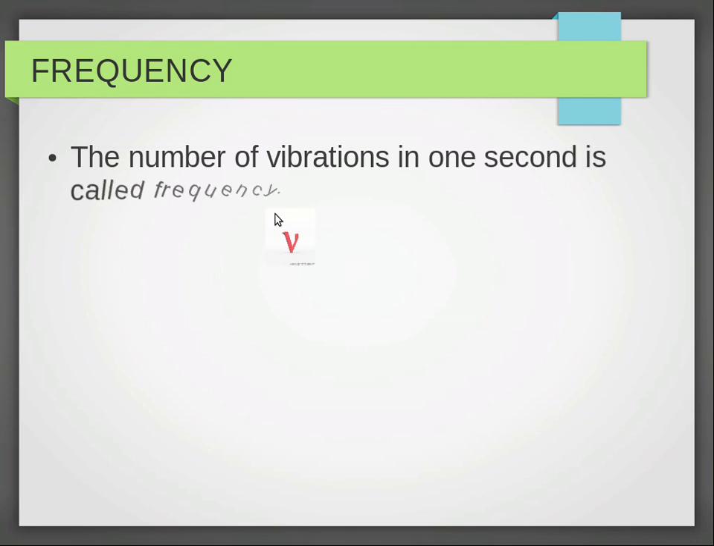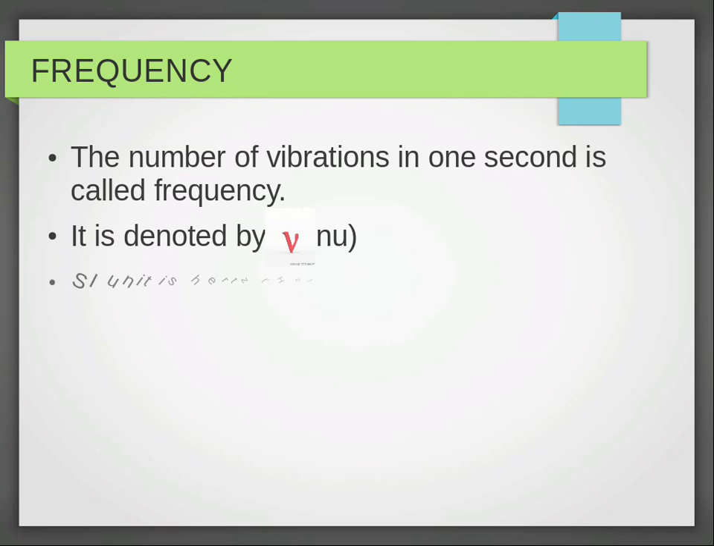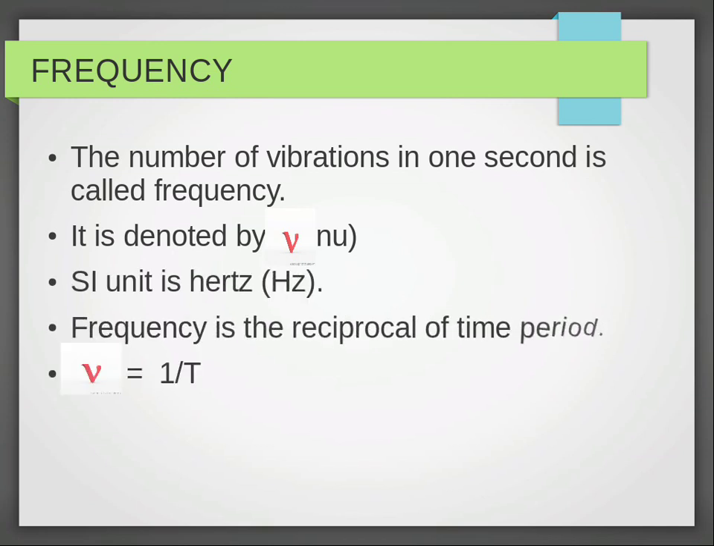Another very important characteristic of a wave is its frequency. The number of vibrations in 1 second is called the frequency of the wave. It is denoted by nu and its SI unit is hertz. The frequency of a wave is the reciprocal of its time period, that is nu is equal to 1 by T.